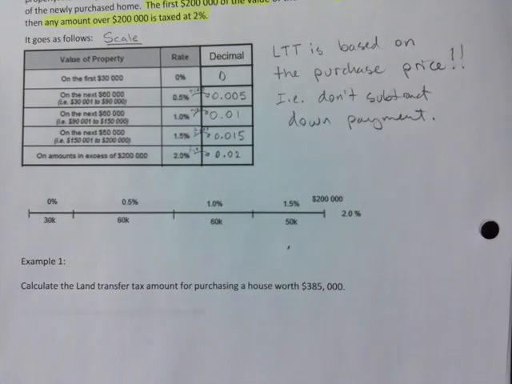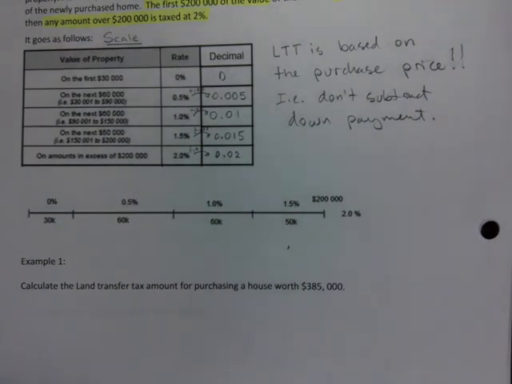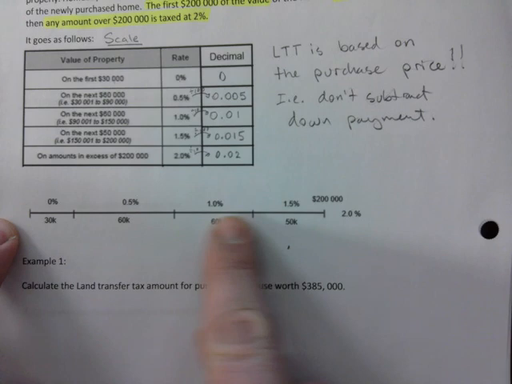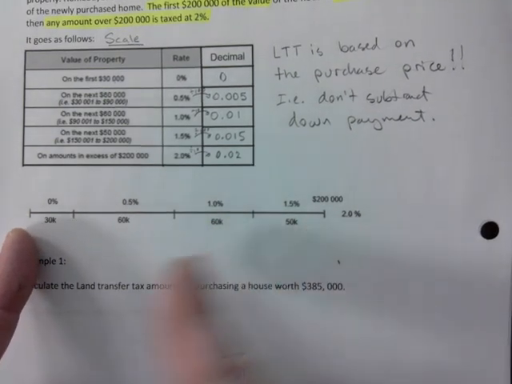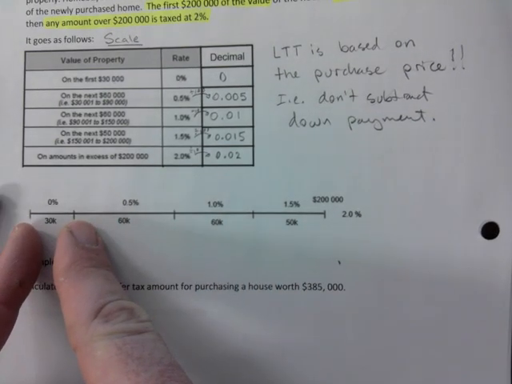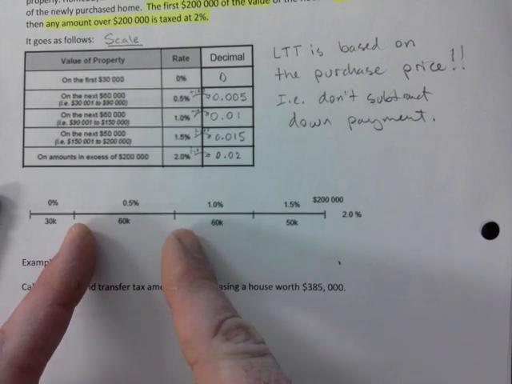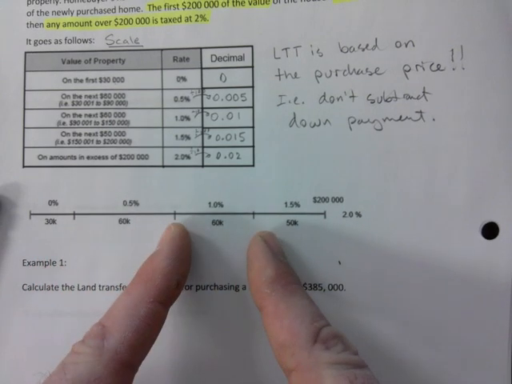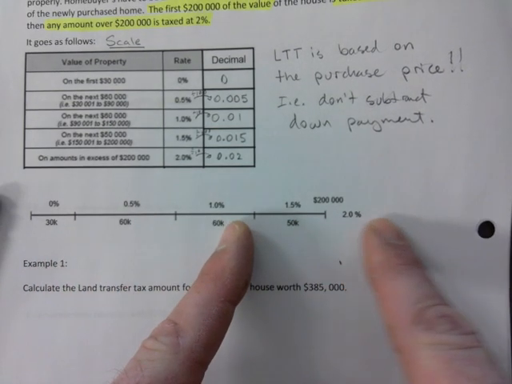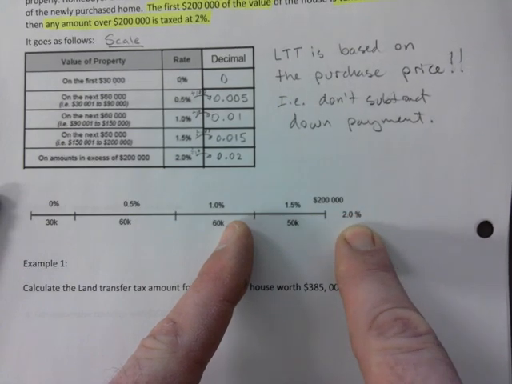But that's something that you need to remember. So I developed this chart here to help you understand. So the first 30K, 0%, then it's 0.5%, 60, 50, and then anything above 200,000 is just flat 2%.